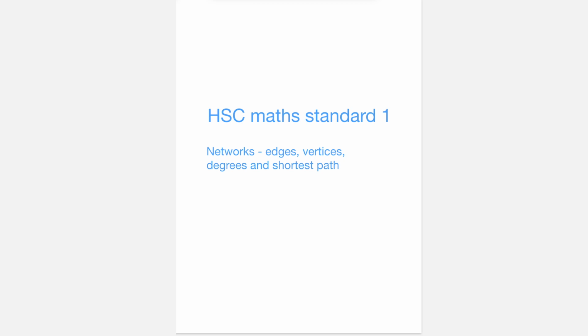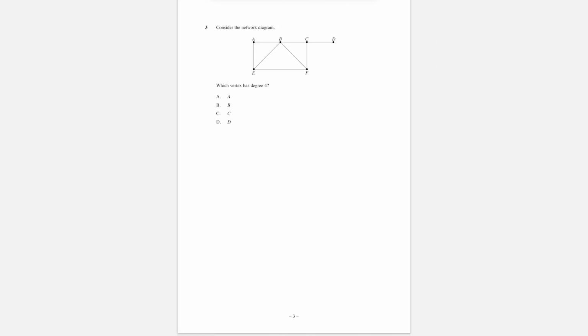Okay, so this is HSC Maths Standard 1: networks, edges, vertices, degrees, and finding the shortest path. First question, consider the network diagram. Which vertex has degree 4?